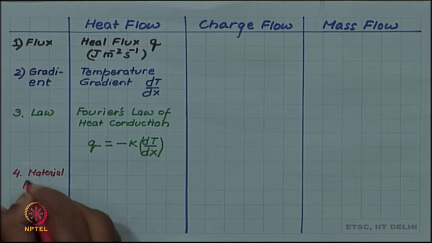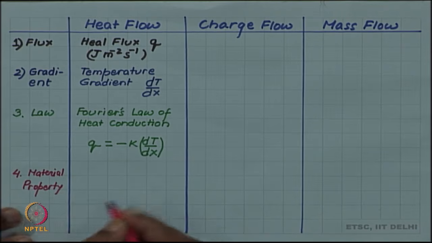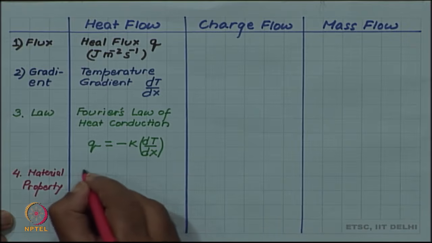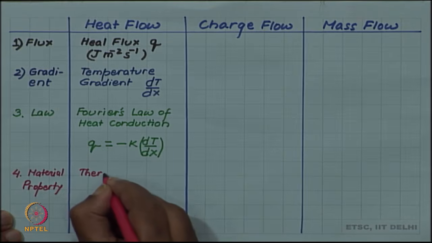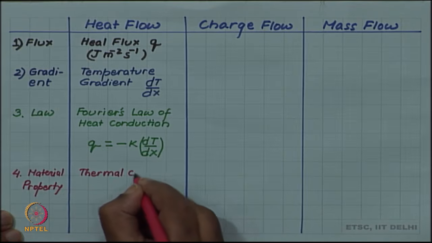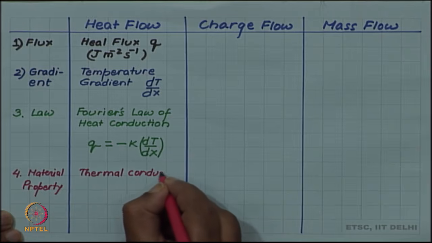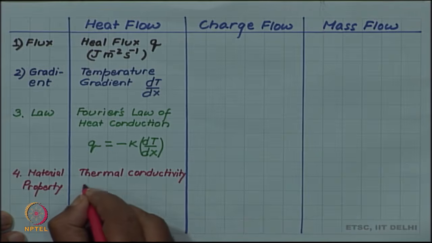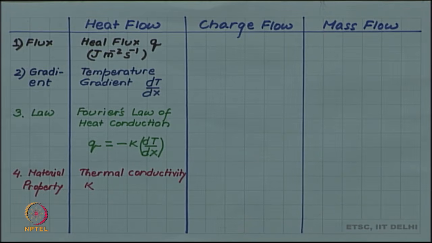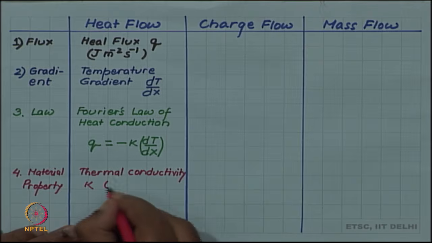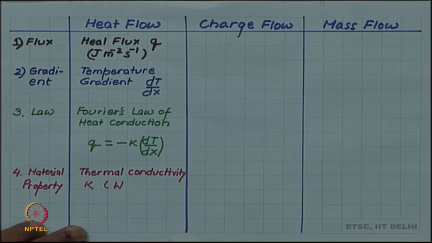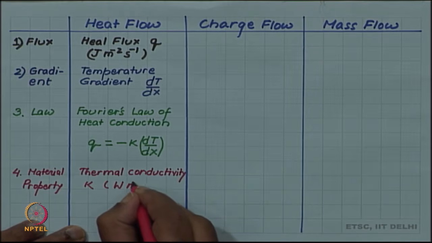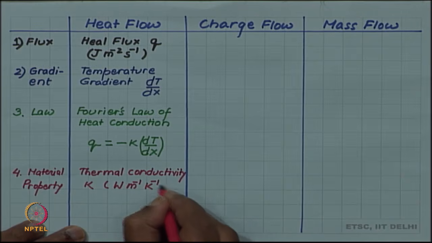The material property is the thermal conductivity kappa, which has the units watts per meter per Kelvin.